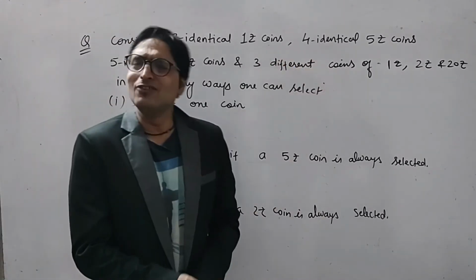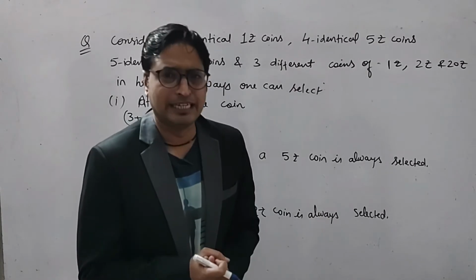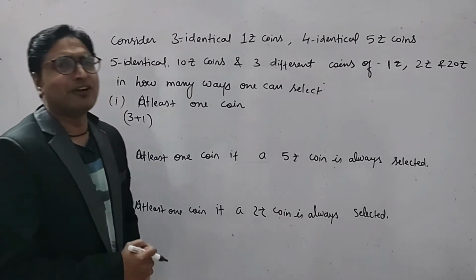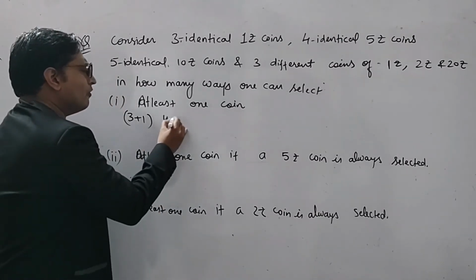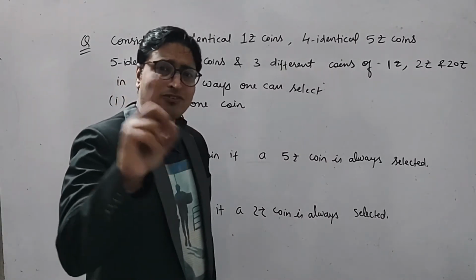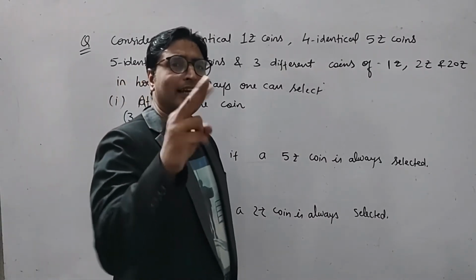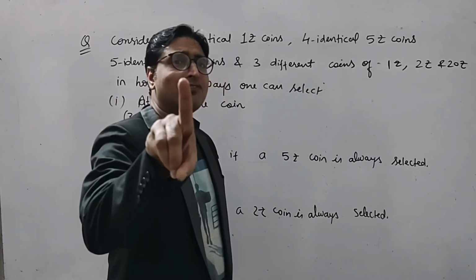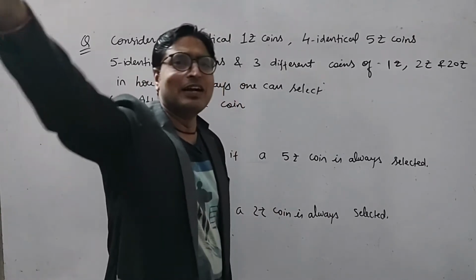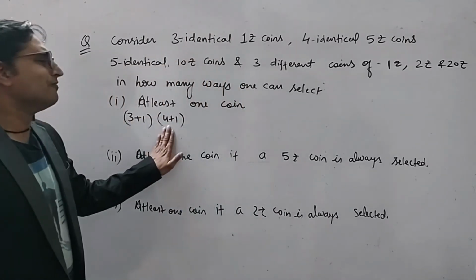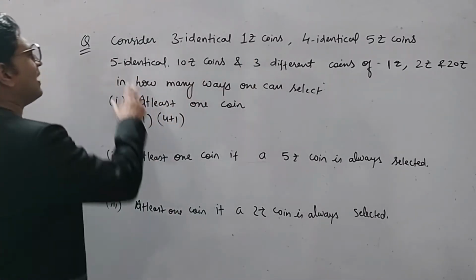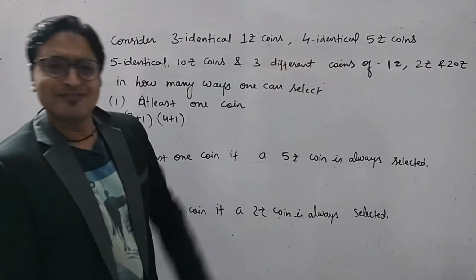And with 4 identical 5 rupee coins, again the same condition will be there. Out of these 4 identical 5 rupee coins, there will be 4 plus 1 ways. How 4 plus 1 ways? You can select 1 coin in one way, 2 coins again one way, 3 coins again one way, 4 coins again one way, because all are identical. And for rejecting all the coins again one way. So there will be 4 plus 1 ways for 4 identical 5 rupee coins.